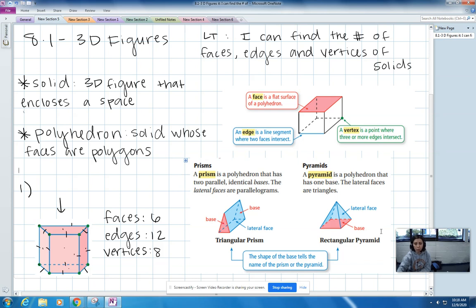In pyramids, the same rule applies. Whatever shape the base is names the pyramid. So if there's a rectangle on the bottom, it's called a rectangular pyramid. If we had a triangle on the bottom, we would call it a triangular pyramid.